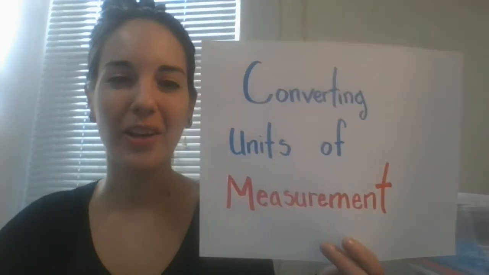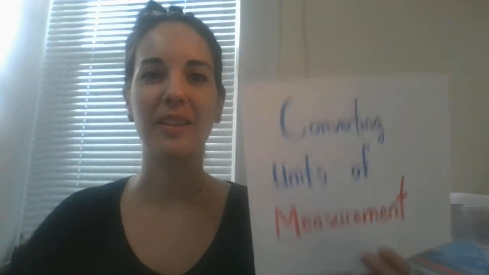Good morning. Today we're going to talk about converting units of measurement. So let's say that I had 3 feet, which would be 3 times this 1 foot ruler. Let's look at the steps.